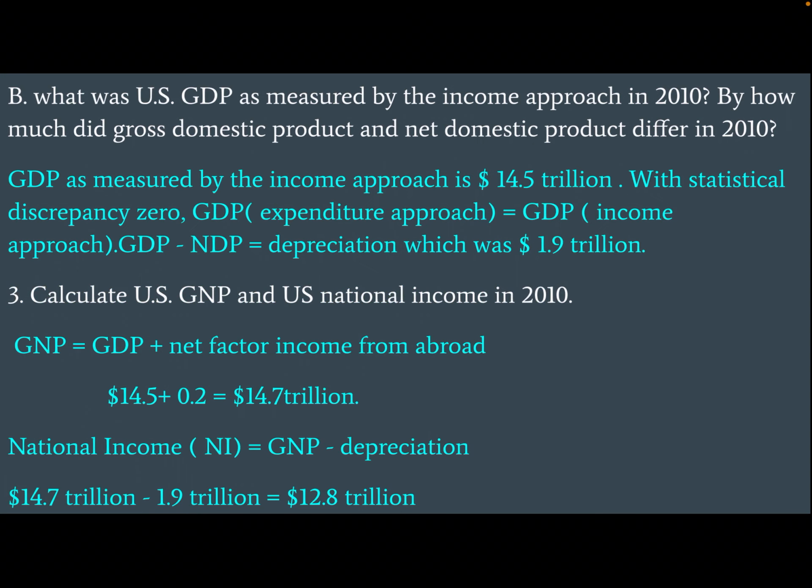Calculate US GNP and US national income in 2010. GNP is equal to GDP plus net factor income from abroad: $14.5 plus 0.2 is $14.7 trillion. So the national income, or NI, is equal to GNP minus depreciation. So $14.7 trillion minus $1.9 trillion equals $12.8 trillion.